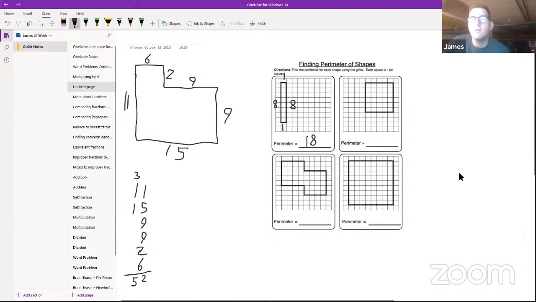That's right. So you're still having trouble figuring it out. What we're basically doing is we're looking at these shapes and we're saying, how long is it to go all the way around the shape?